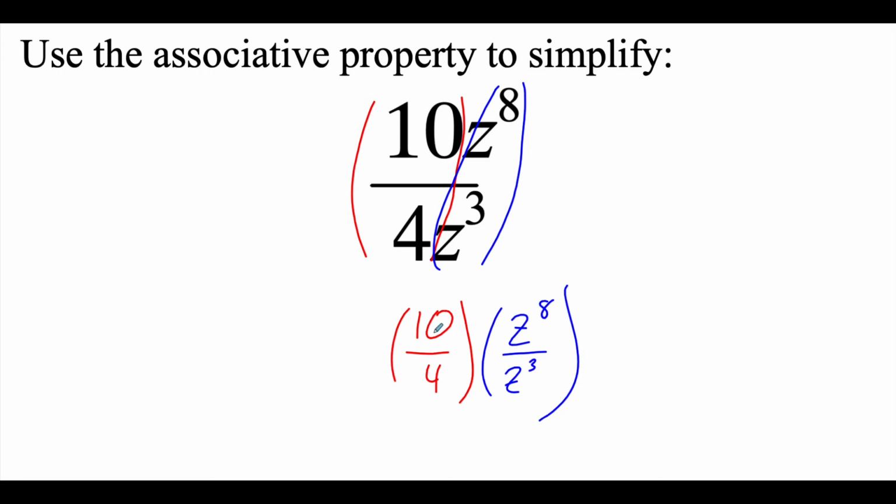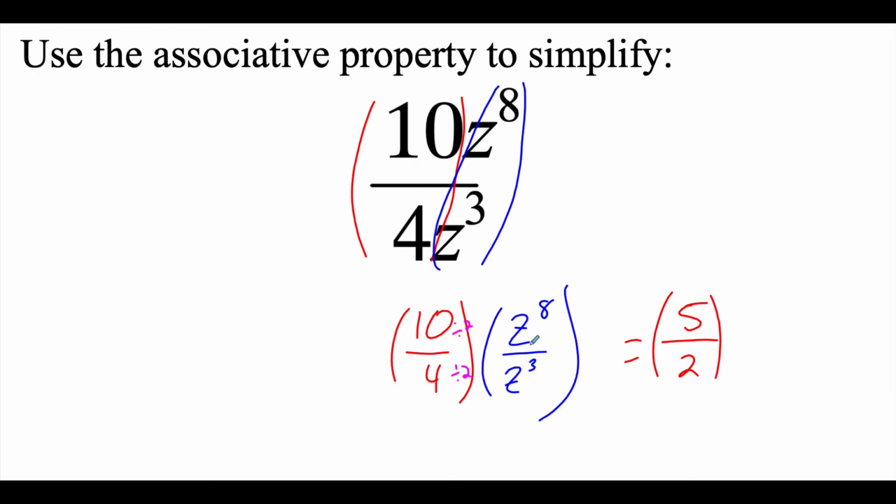Now notice with this first fraction, that doesn't divide out nicely, but this fraction is reducible. Each one of these numbers are divisible by 2. So if we take 10 and divide it by 2, then we're going to get 5 on the top of the fraction. And if we take 4 and divide it by 2, we're going to get 2 on the bottom of the fraction. So we have 5 halves as that first fraction.